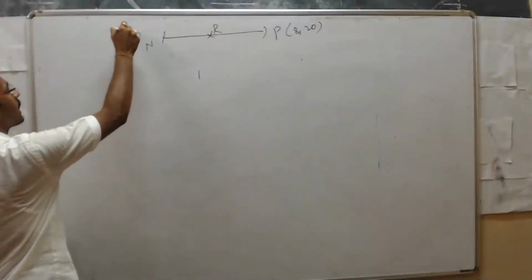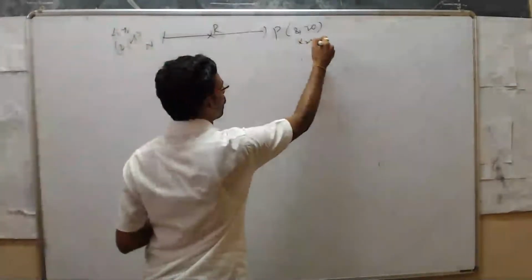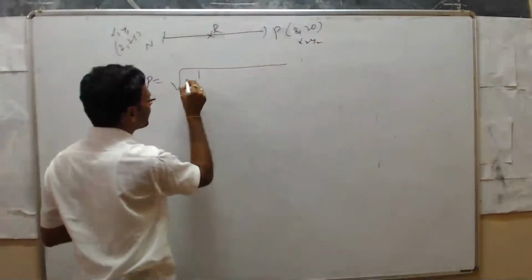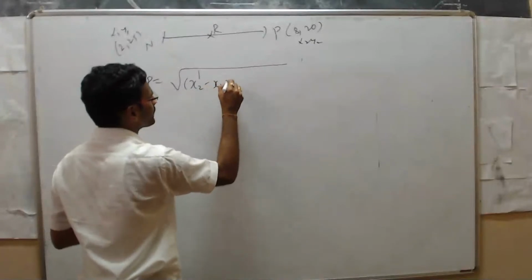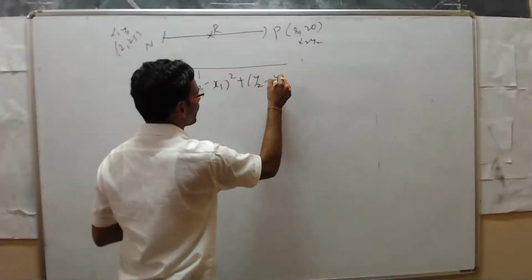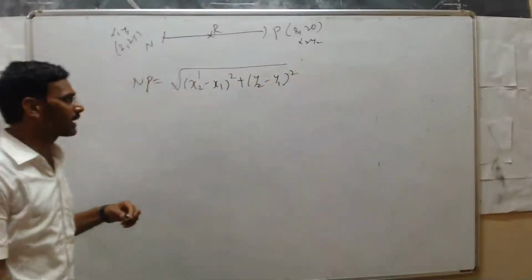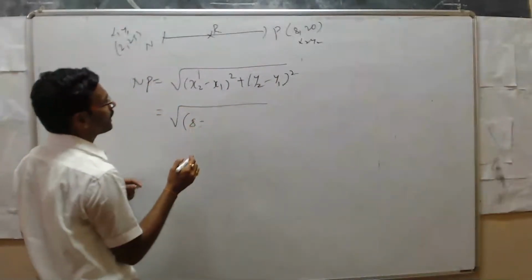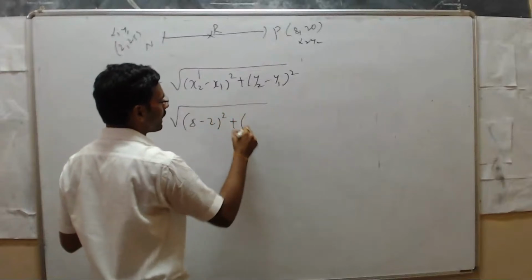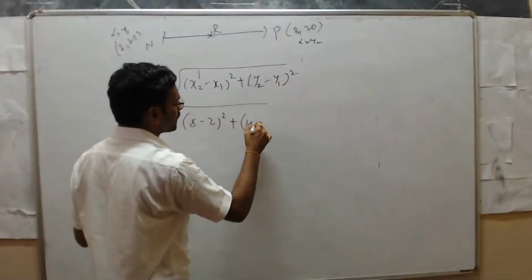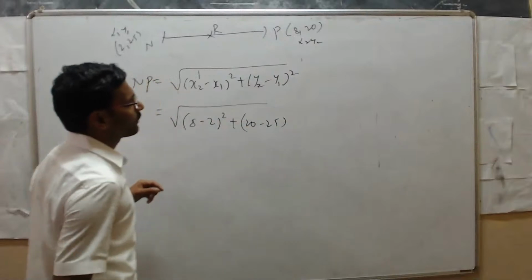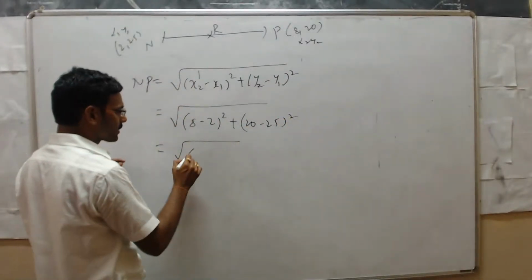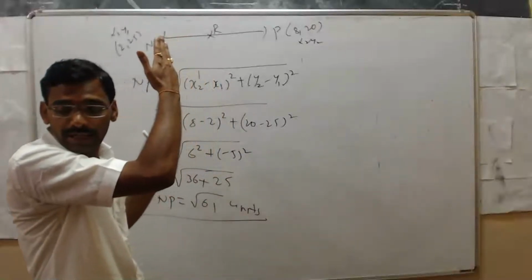Now it is x1, y1 and x2, y2. How can we find the distance between two flags? With the help of which formula? Distance formula: square root of (x2 minus x1) whole square plus (y2 minus y1) whole square. Therefore NP equals, what is the value of x2? x2 is 8 minus x1 which is 2, whole square. Then what is the value of y2? y2 is 20 minus y1 which is 25, whole square. Therefore 8 minus 2 is 6.